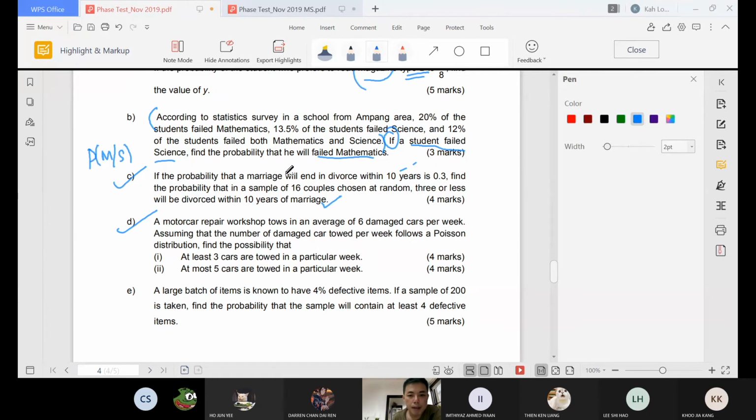The probability that a marriage will end in divorce within 10 years is 0.3. So this will be your P, 0.3, because you see, divorce means 10 years of marriage. Okay, so P is 0.3. N is 16.